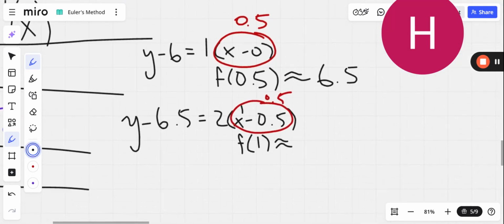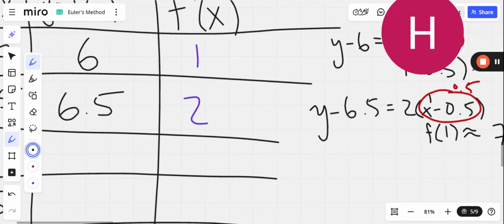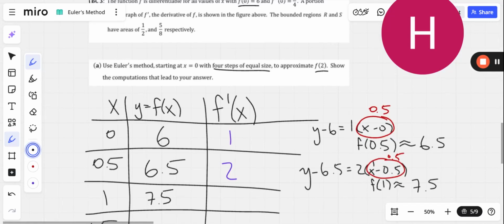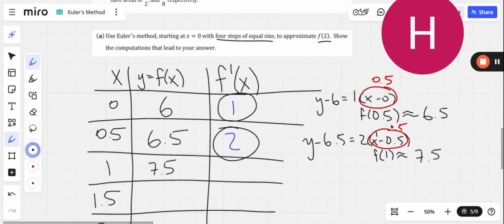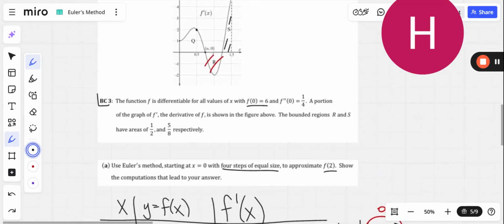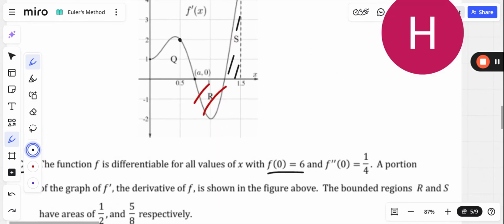Okay, so we're really just multiplying 0.5 to the derivative every time and then adding the previous y values. That's really not too bad at all. 2 times 0.5 is 1, plus the previous y value is 7.5. So we see that as the derivative is a larger value, of course, we make a larger jump. As the derivative is a smaller value, we make a smaller jump, right? Derivative of 1 led to a jump of 0.5. Derivative of 2 led to a jump of 1. Now let's take a look at f of 1.5.